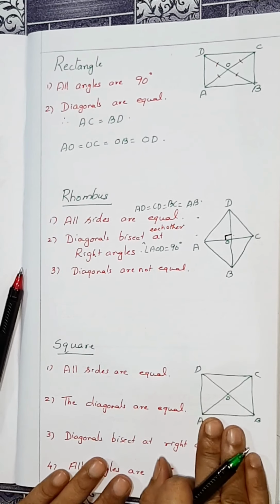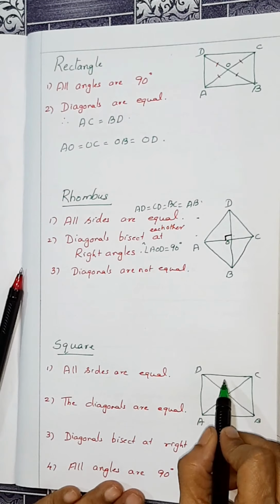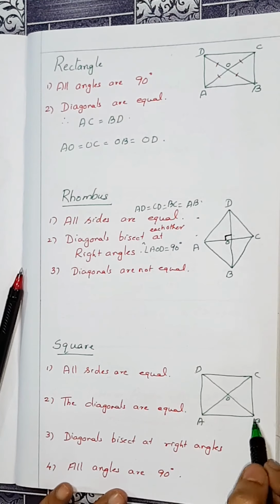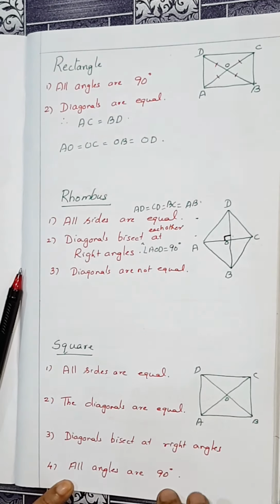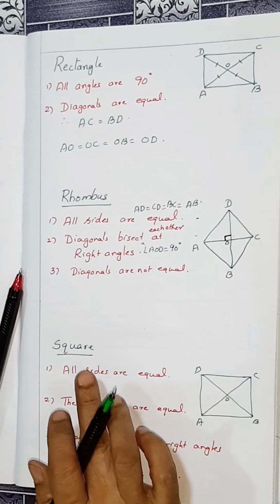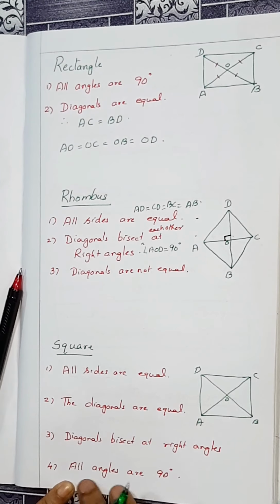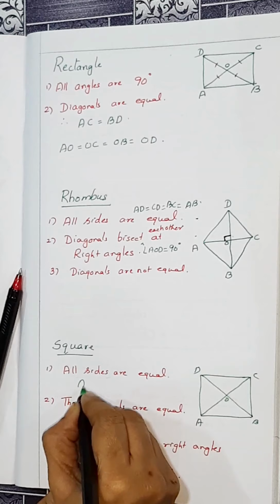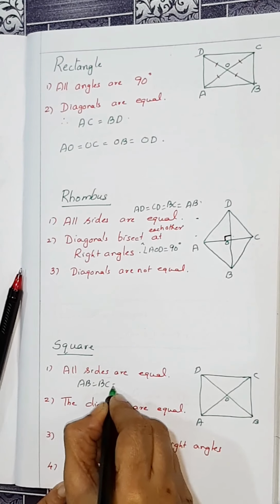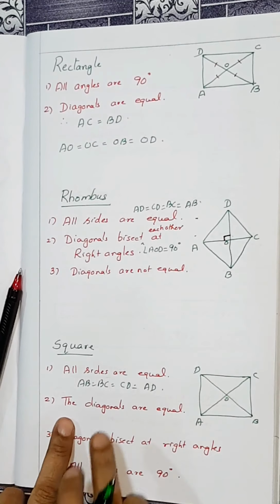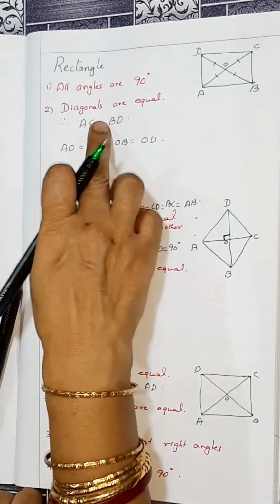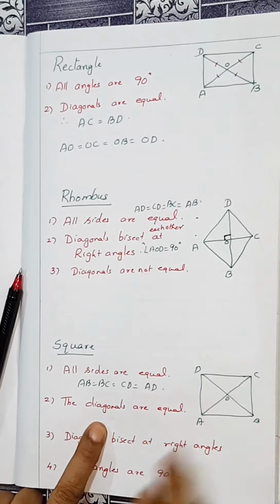Now, coming to square. In a square also, you already know that all the 4 sides are equal and all the angles are 90, these 2 properties you already know. Like a rectangle, opposite sides are equal and the angles are 90. In a square, all the 4 sides are equal and the angles are 90. So, here AB equal to BC is equal to CD is equal to AD. Now, here also the diagonals are equal. So, in a rectangle and a square, the diagonals are equal.